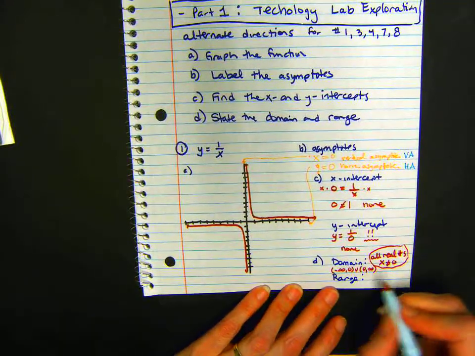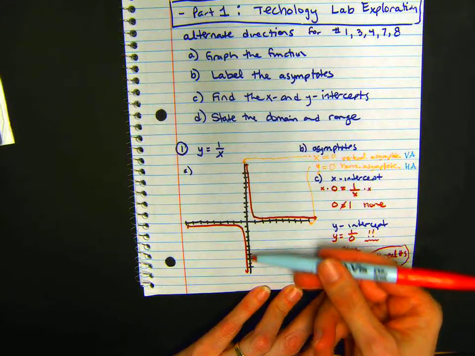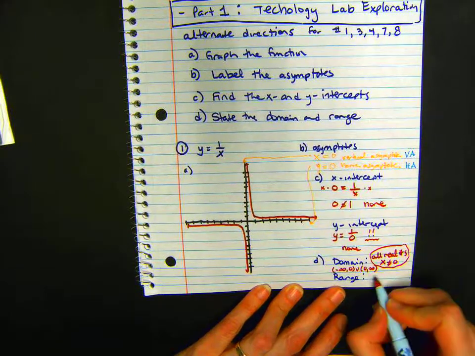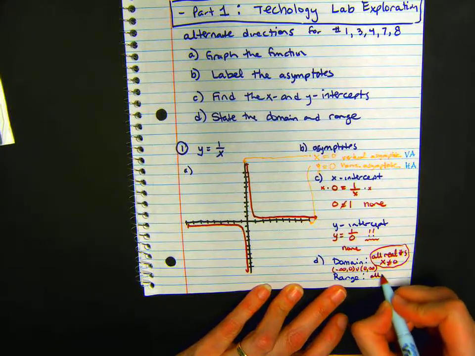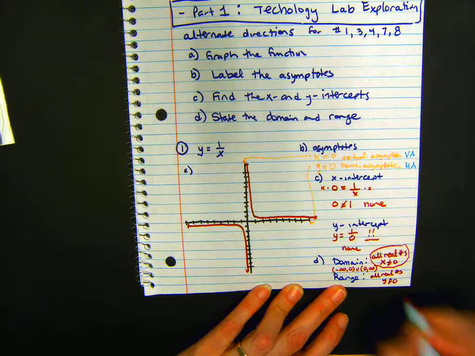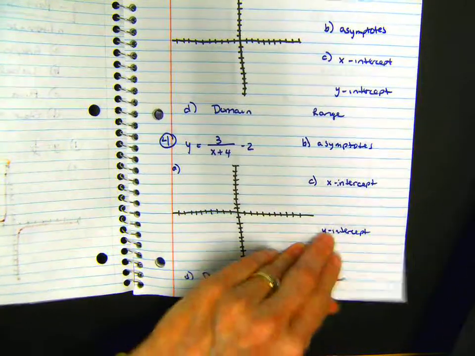And for range, I would say similarly that the y could be any negative but not 0, and any positive. So similar answer, all real numbers, y not equal to 0, because the range is y. And so that's what you're wanting them to notice. From that, we're going to go on to other graphs and figure out what happens when we change things.